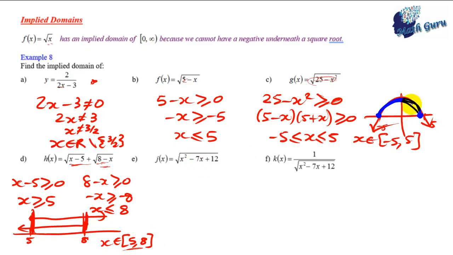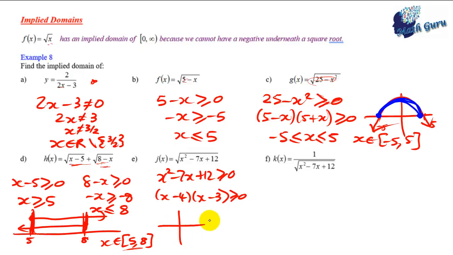Like with over here, where we had to draw a parabola to see when it's greater than or equal to 0, here I've got an inequality again. X squared minus 7x plus 12 has to be greater than or equal to 0. X minus 4, x minus 3 has to be greater than or equal to 0. Let's do a quick sketch. 3 and 4, and it's a happy face. So when is this thing greater than or equal to 0? When x is less than or equal to 3, or x is greater than or equal to 4. So that's our domain for this function.